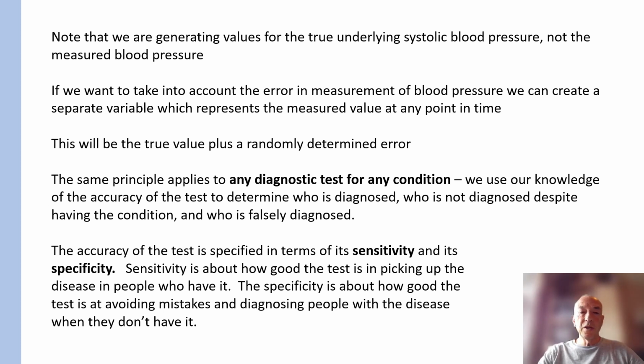The same principle applies to any diagnostic test for any condition. We use our knowledge of the accuracy of the test to determine who is diagnosed and who is not diagnosed despite having the condition, and who is falsely diagnosed. So the accuracy of the test is specified in terms of its sensitivity and its specificity. Sensitivity is about how good the test is in picking up the disease in people who have it. The specificity is about how good the test is at avoiding mistakes and diagnosing people with the disease when they don't have it.